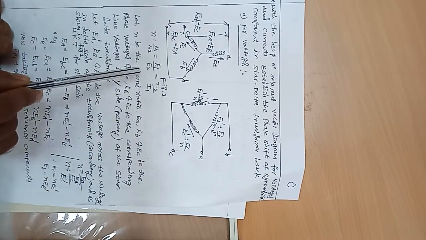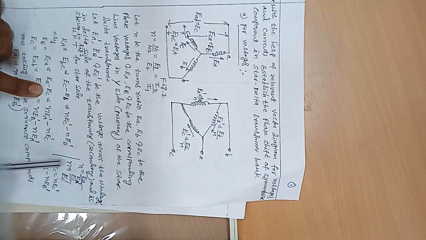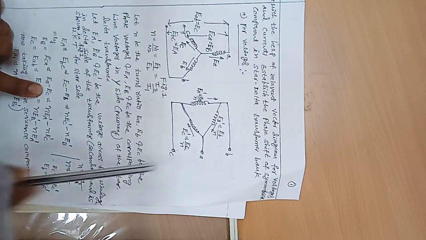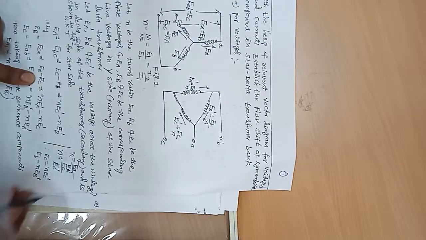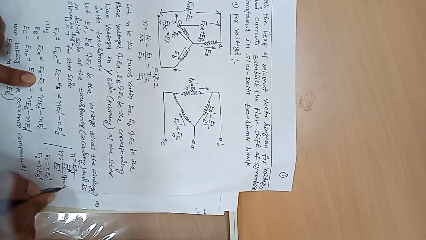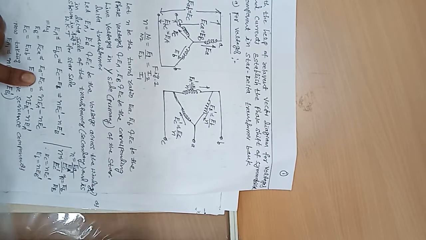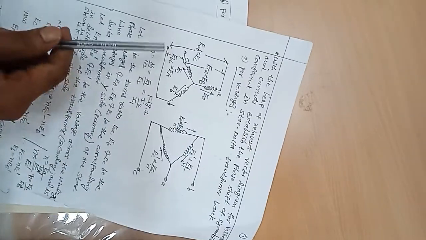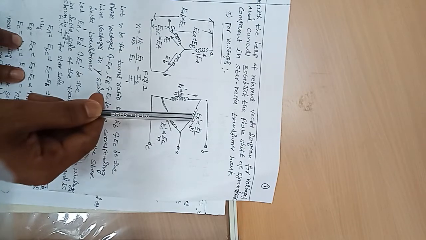So n equals E1 by E2, primary voltage by secondary voltage. Similarly, for phase C, n equals EC by EC dash, primary voltage EC and secondary voltage EC dash. Similarly for phase B, n equals EB by EB dash, where EB is the primary voltage and EB dash is the secondary voltage.